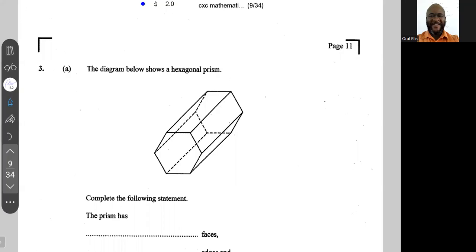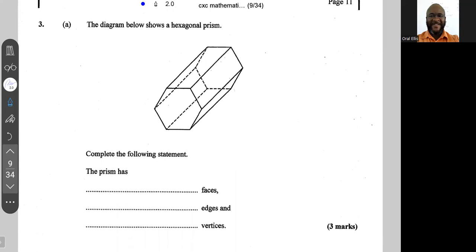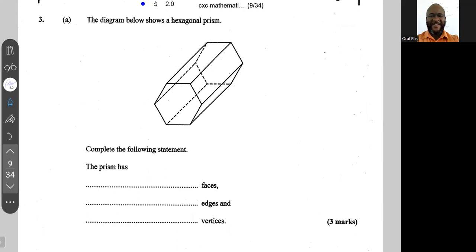So January 2020, question number 3. This says the diagram below shows a hexagonal prism. All right. So a prism is a solid shape with a uniform cross section and rectangular sides. So this is a hexagonal prism. We are to complete the following statements.